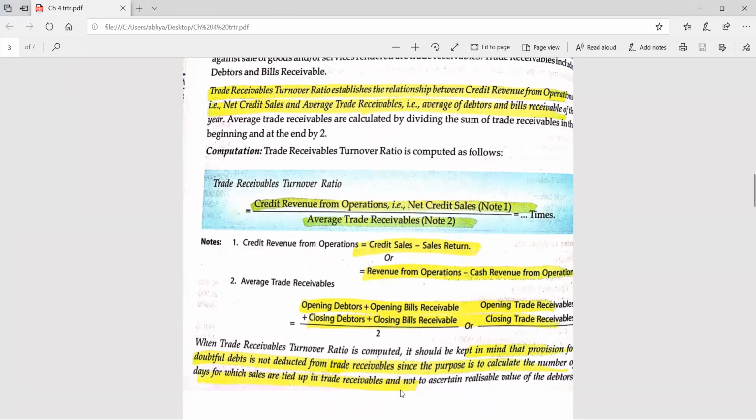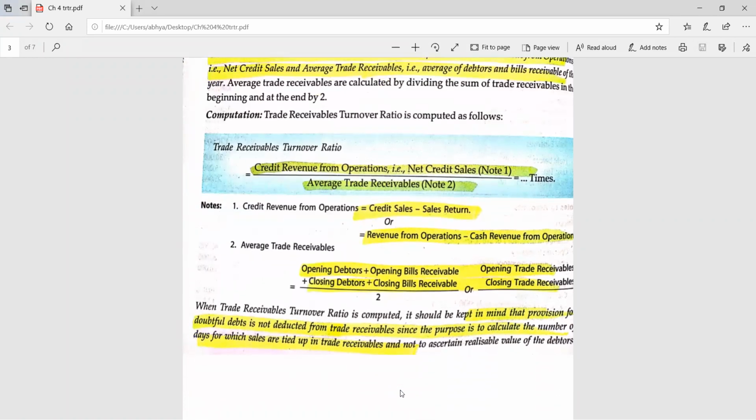Okay. So second is average trade receivable. Trade receivable means debtors and BR. Similarly, as we were finding out the average inventory, opening inventory plus closing inventory divided by 2, we will be finding out the average trade receivables: opening debtors plus opening BR, combinedly known as opening trade receivable, plus closing debtors plus closing BR, combinedly known as closing trade receivable, divided by 2. It means whenever we need to find out average inventory or average trade receivable, the same formula will be followed: opening plus closing divided by 2.